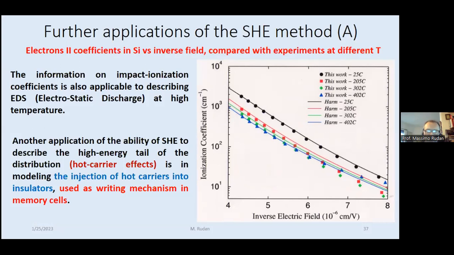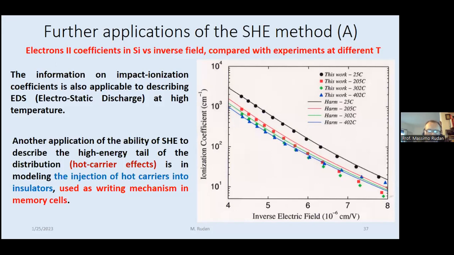Other important parameters are the impact ionization coefficients. They can also be calculated with this method. In particular, the figure shows the impact ionization coefficients with respect to temperature as a function of the inverse electric field compared with the experiments. One application of it can be, for instance, in the description of the electrostatic discharge in devices. Again, the information about the high energy tail of the distribution is important when we want to describe, as mentioned before, the injection of hot carriers into the insulator.